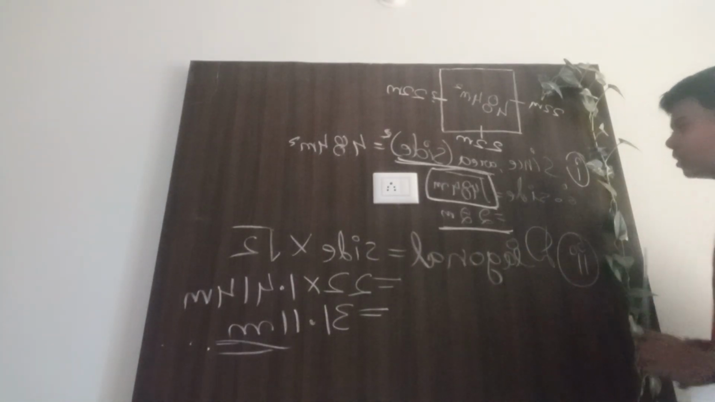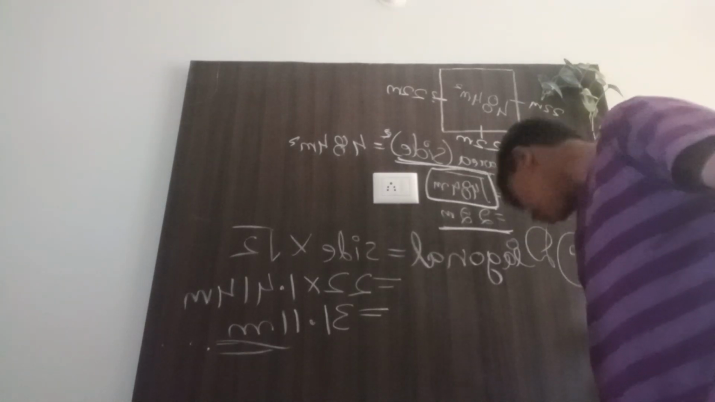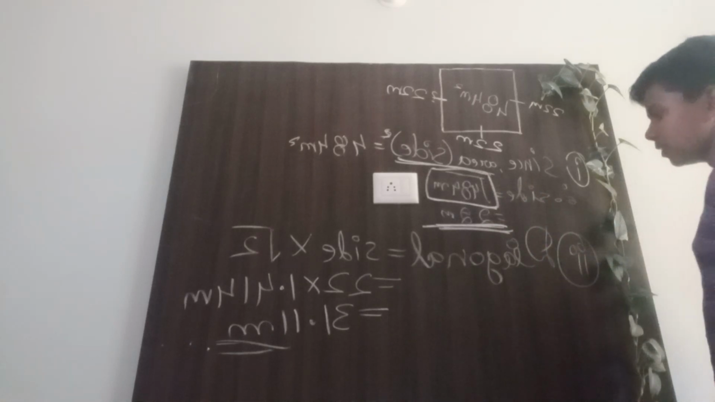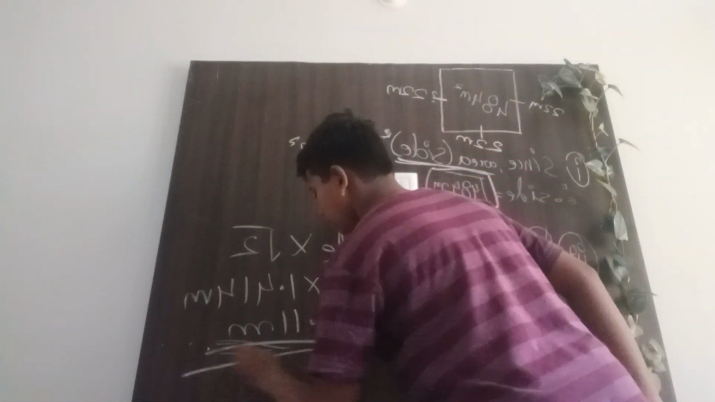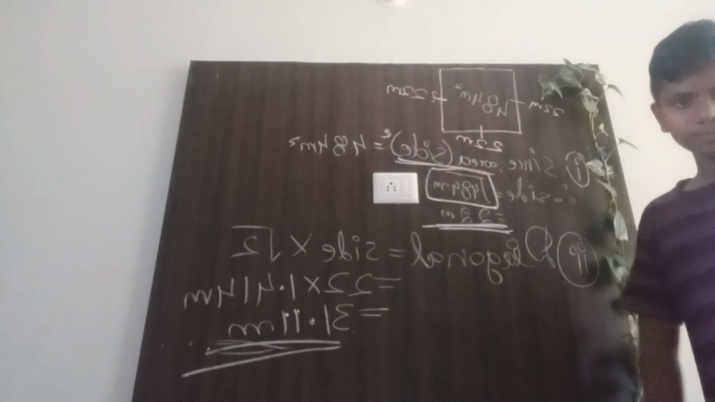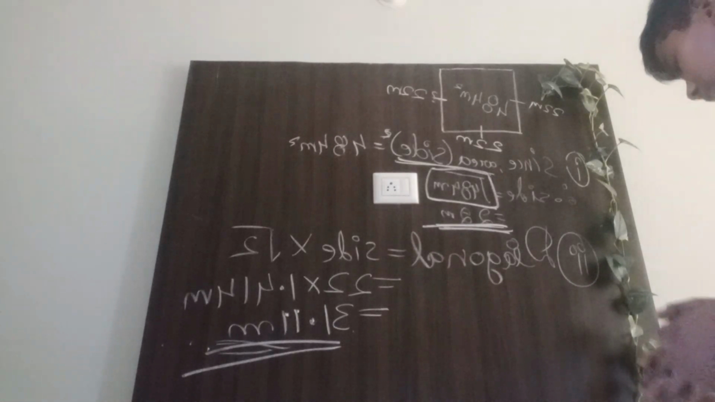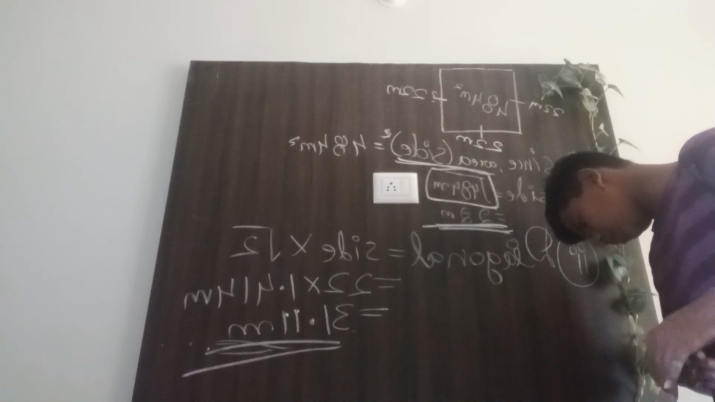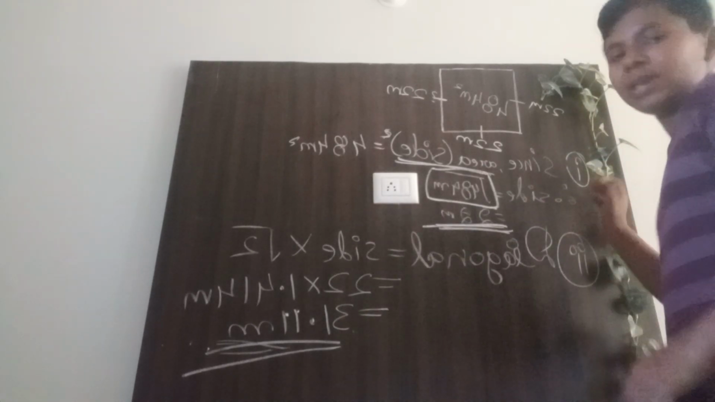This is the diagonal. So the first answer is the side, that is 22 meters. Then they have asked how much the diagonal is, and that is 31.11 meter. Now we'll go to the next question, which is actually based on parallelogram. So let me erase all this.